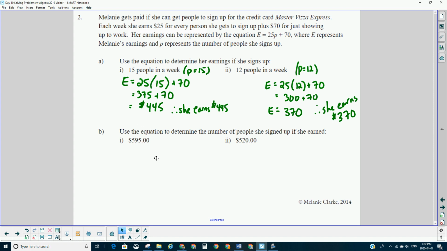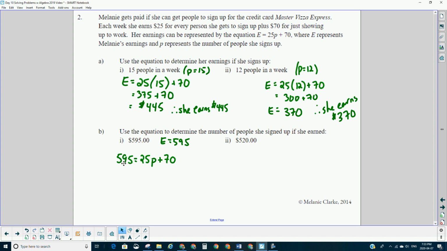Now the opposite question: use the equation to determine the number of people she signed up if she earned this much. So instead of knowing how many people and figuring out her earnings, we know how much she earned, and we have to figure out the number of people. So this time we know E. We know that E is 595. That's her earnings. So that is replaced in the equation.